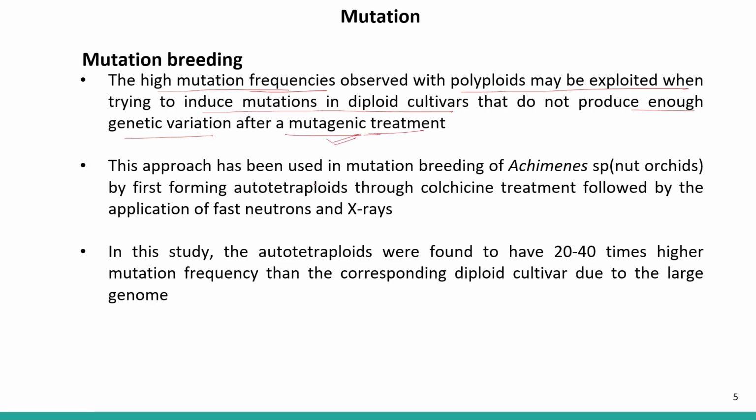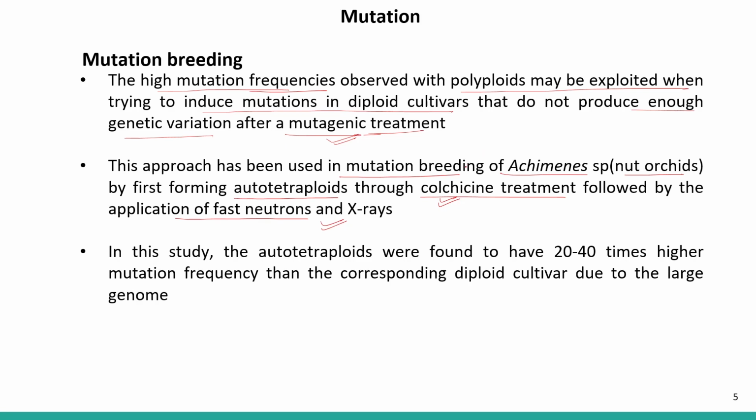So this approach has been used in mutation breeding the acmens, that is the nut orchids, a type of orchids, by first forming the autotetraploids through the colchicine treatment, followed by the application of fast neutron and the X-rays. So what happened? The colchicine treatment, what does it do?